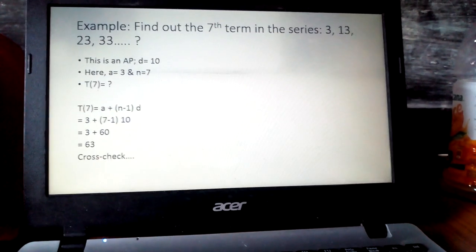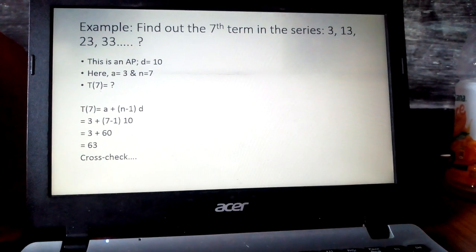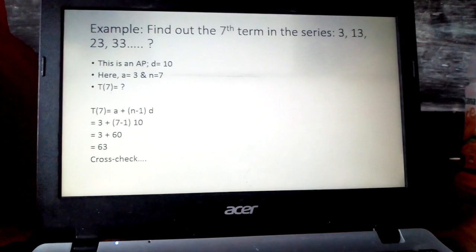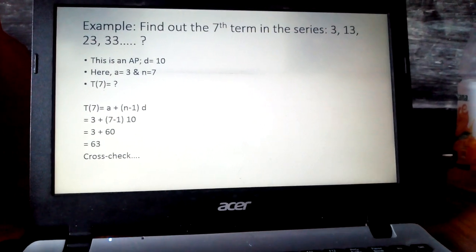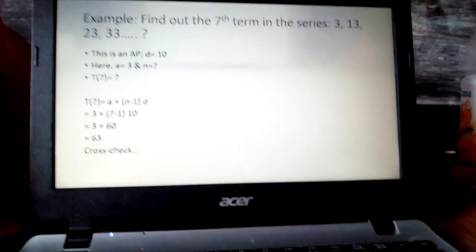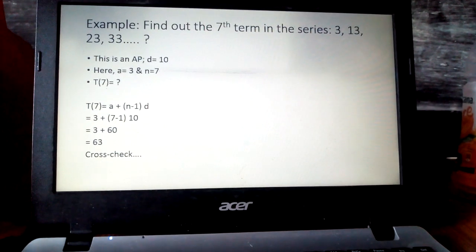How? The series is 3, 13, 23, 33. The 5th term has got to be 43. The 6th term has got to be 53. And so the 7th term has got to be 63. So you can do this kind of cross check here, but you may not always be able to do that.